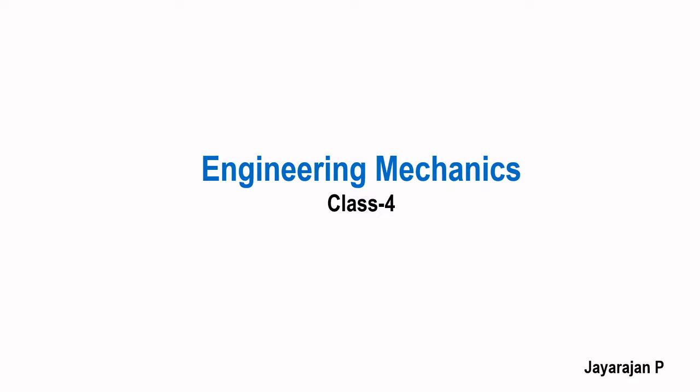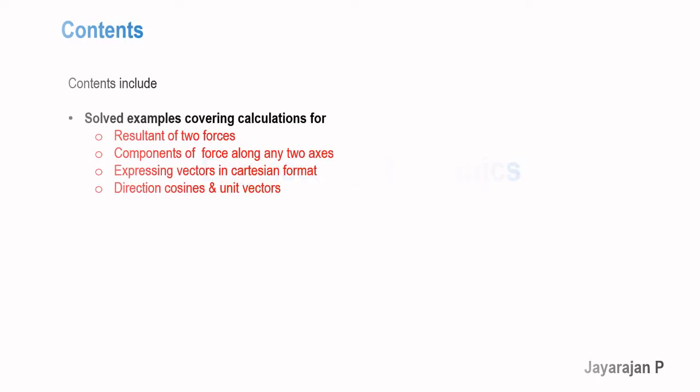I am Jayarajan P. This is class 4 of the series and covers the following topics. It essentially consists of short examples covering calculations for different topics that we have discussed in the last 3 classes. For example, it includes the computation of the resultant of two forces, calculation of components of a force along any two axes, expressing a given vector in a Cartesian format, and also examples covering direction cosines and unit vectors. So let us start our class.